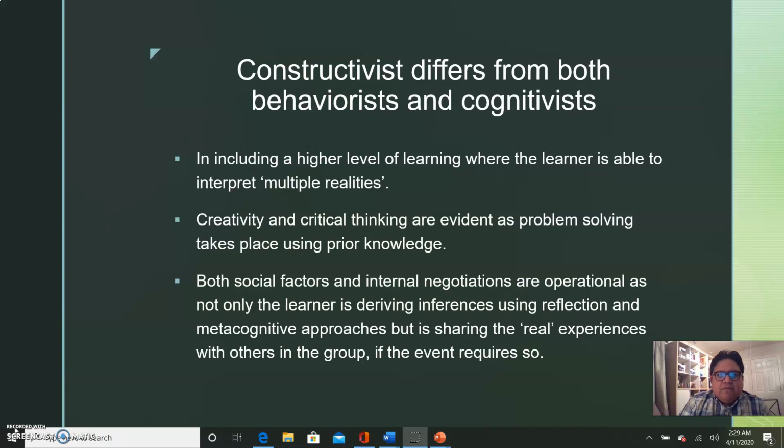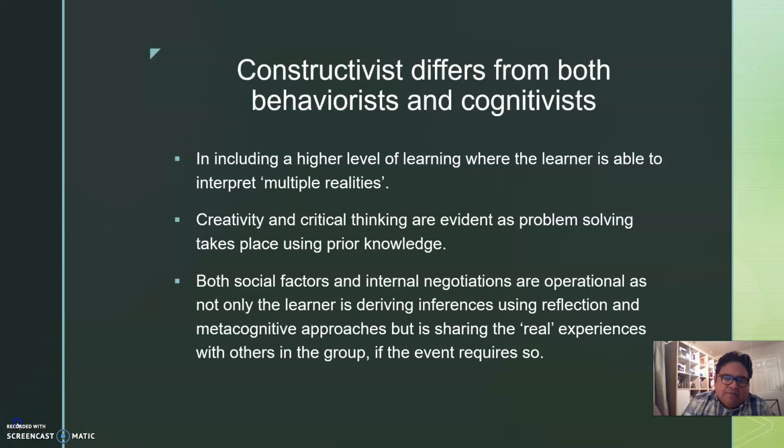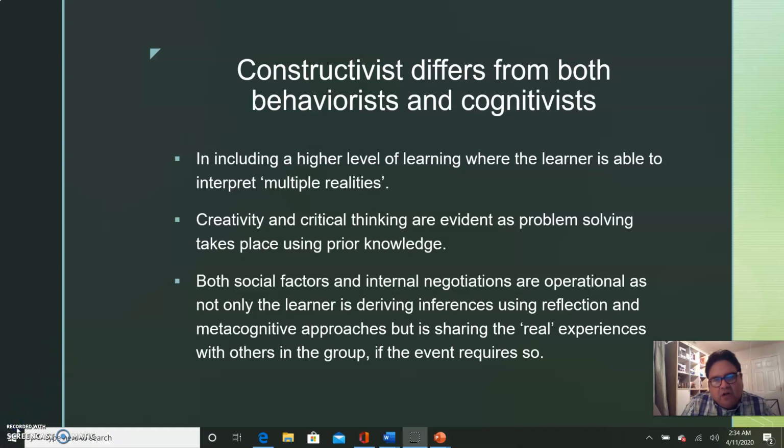Constructivism is different from the other two learning theories due to most of the students in this group are older or in graduate school. They have a higher level of learning, have ability to interpret multiple realities. They have strong creativity, critical thinking, and are able to solve problems quite easily with their known knowledge. These learners are confident and able to multitask with complicated situations.